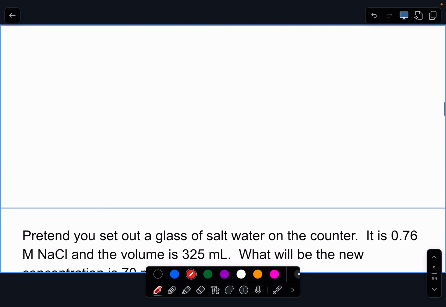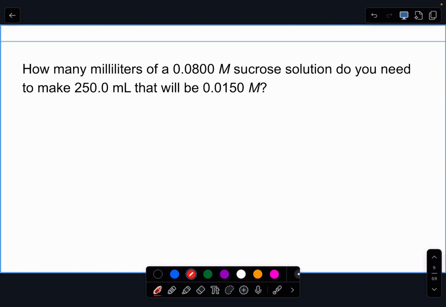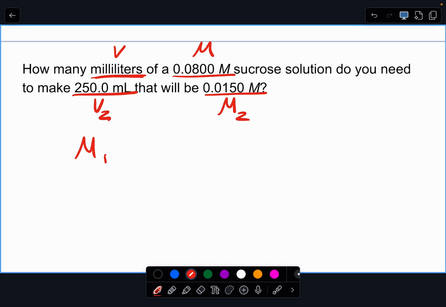Okay, how many milliliters, so that's going to be a volume, of a 0.08 molar, so that's going to be a molarity, sucrose solution do you need to make 250 milliliters? So we'll call that volume 2. That will be 0.015 molar. So we'll call that molarity 2. So we just plug this into the equation.